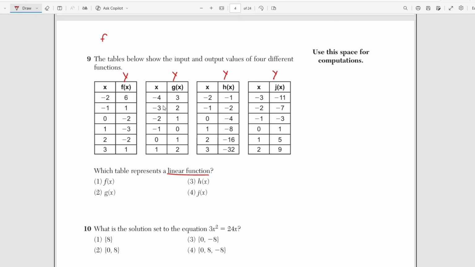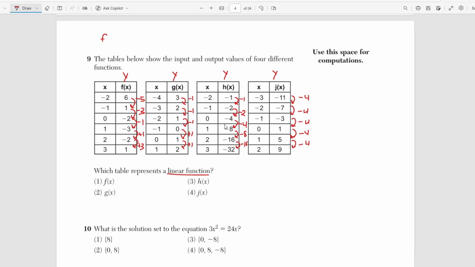So the way that I like to solve these problems is I like to write out what happens to the y. Literally, I like to write, okay, so if I got from 6 to 1, what had to happen? I had to subtract 5. Then if I went from 1 to negative 2, I had to subtract 3. Then from negative 3 to negative 1, I subtracted 1. So I want you guys to do that for all of these tables.